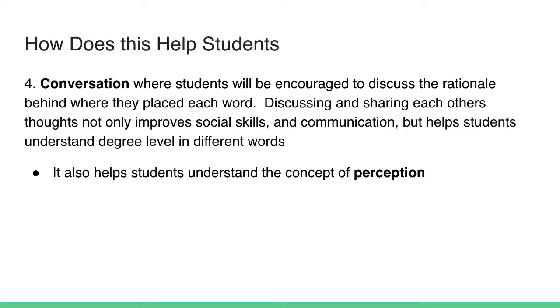So, how does this help students? Well, according to Reading Rockets, one of the ways in which this intervention helps students is by enhancing their social skills. Social skills can be developed by communicating with peers. Communication helps build vocabulary. However, another benefit is that communication, in terms of semantic gradients, helps children understand perception.